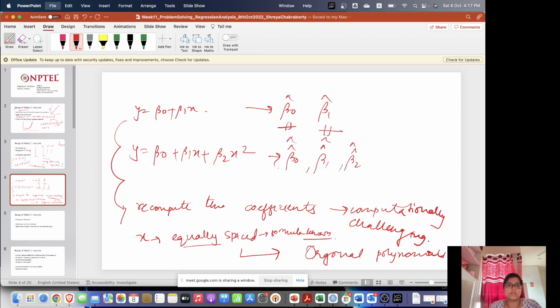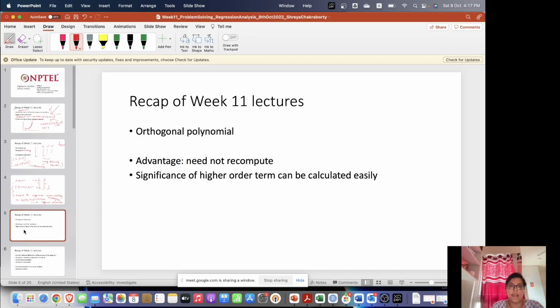So please, if anybody has not followed the lectures, go ahead and look at them, and you will find how to fit orthogonal polynomials. The advantage of fitting orthogonal polynomials is that we need not recompute, and we can add and test the significance of higher order terms easily.